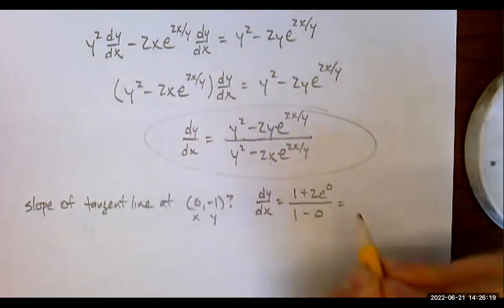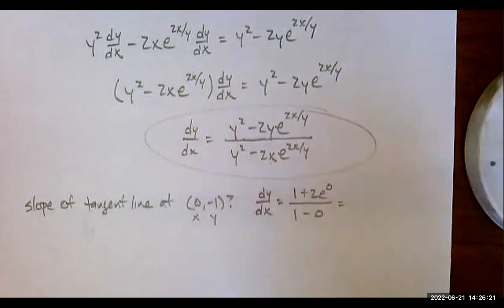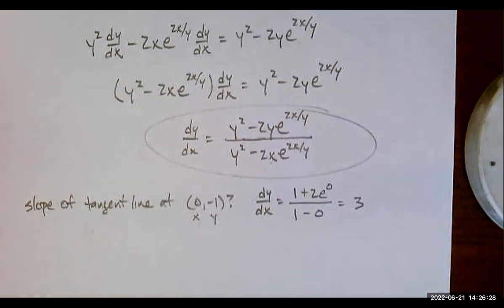What would this work out to be? 1 plus 2 over 1, that would be a slope of 3. Okay, so that's perfectly fine. We plug everything in, and we get the slope of the tangent line there at (0, -1) to equal 3. Okay, what am I really getting at here?